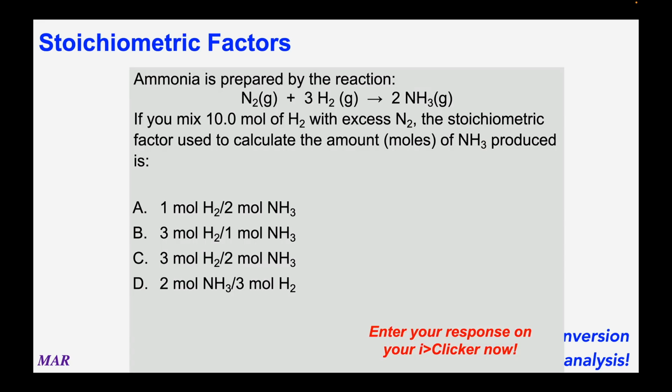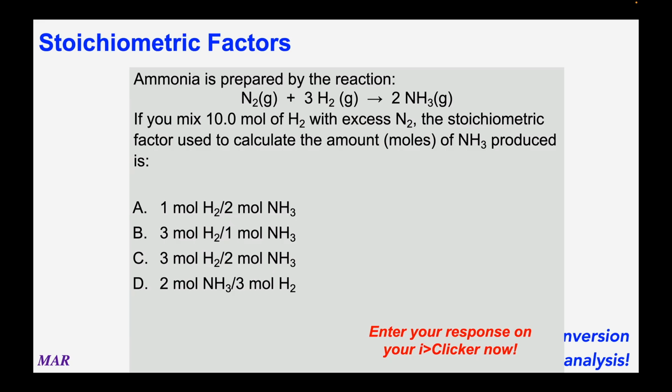Here's a reaction. Let's say that we have nitrogen and hydrogen reacting to make ammonia, NH3, and we're mixing 10 moles of H2 with an excess of nitrogen. What stoichiometric factor would we use to calculate the moles of NH3 produced? Okay, so in the language of this problem, it says 10 moles of H2 with an excess of N2. So that means we have more N2 around than we know what to do with.